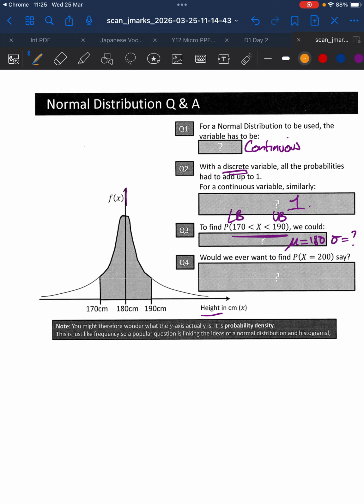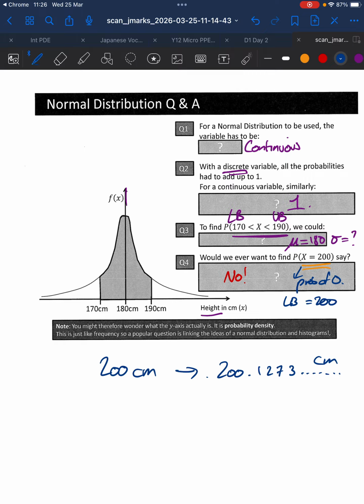Finally, would we ever want to find something like this? The idea is no. And the reason for this is, imagine if this is height, 200. Well, nobody is actually 200 centimeters tall. You might think that they are, but actually, if we look at it closer, it might turn out that they are 200.1273 centimeters tall. So it becomes infinitesimally small when we focus on one value. So this would just have a probability of 0, and you can verify that yourself. If you do the lower bound of 200 and the upper bound of 200, you will see that result.